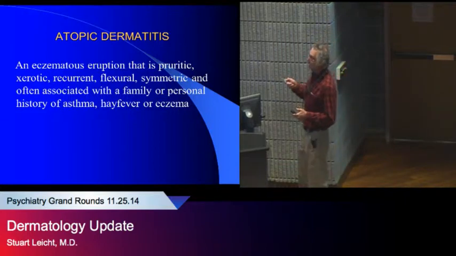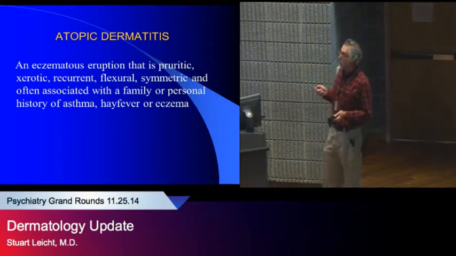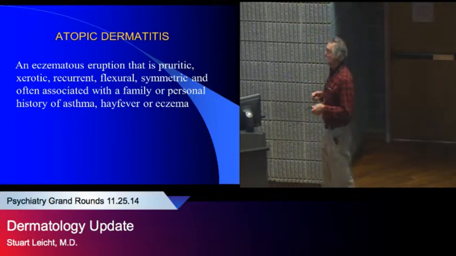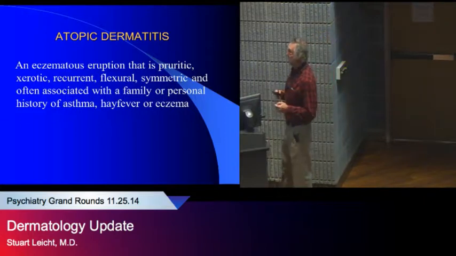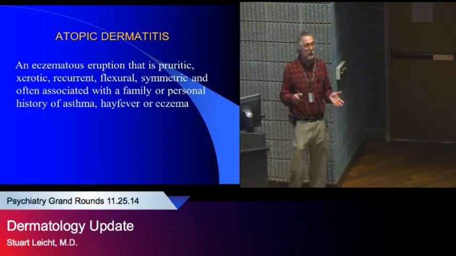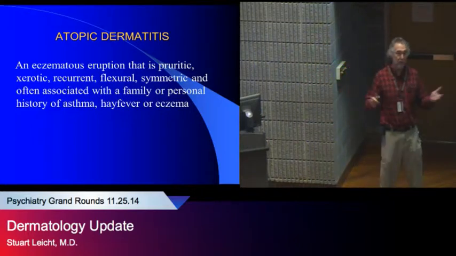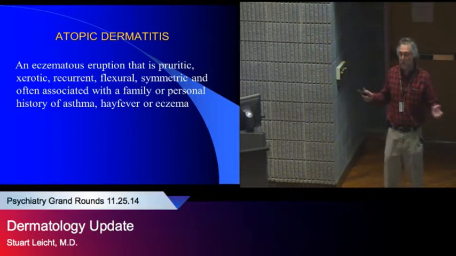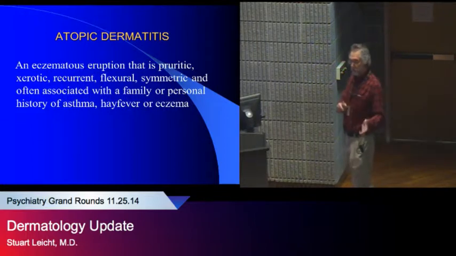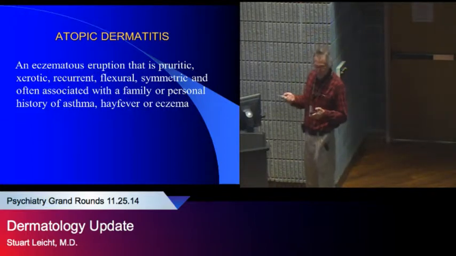Again, this is an eczematous eruption. It's a dermatitis. It's pruritic, dry, recurrent. It's predominantly in flexural areas. It's symmetric. And it's often associated with a personal or family history of asthma, hay fever, and eczema. This is something that begins in childhood. You don't take someone who's 30 years old and say, well, they've got this rash. Oh, they just developed atopic dermatitis. No, this is a pediatric disorder that extends through your life.